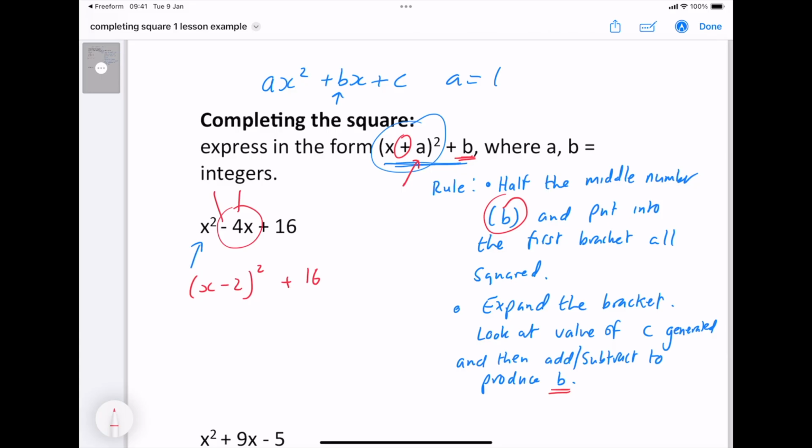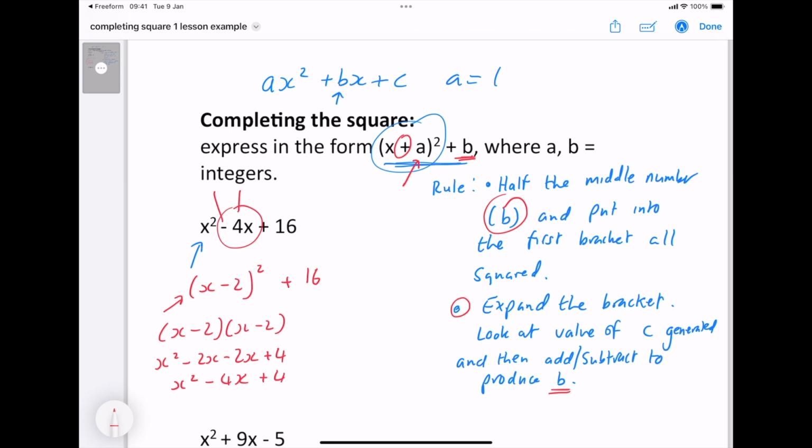Right. Now, this bracketed term here is this part here. Now we have to expand that. So let's write it out fully. So this is what we're expanding. So we have x squared minus 2x minus another 2x, and then minus times a minus makes plus 4. So we've got x squared minus 4x plus 4.